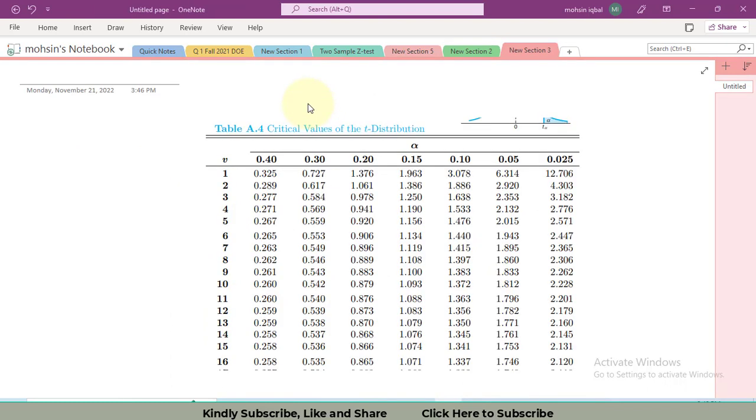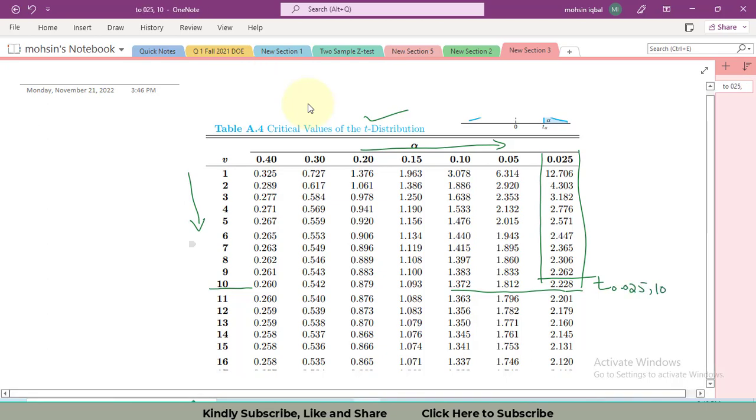So now this is the T distribution table. In this table, the alpha values are along the x-axis. You can see 0.4 till 0.025, and vertically we have degrees of freedom. In this question, we have 10 degrees of freedom, and along with this, in this line, 0.025 is the alpha value. So where it coincides, I got T 0.025 with 10 degrees of freedom equal to 2.228. Let's write this in the notes.